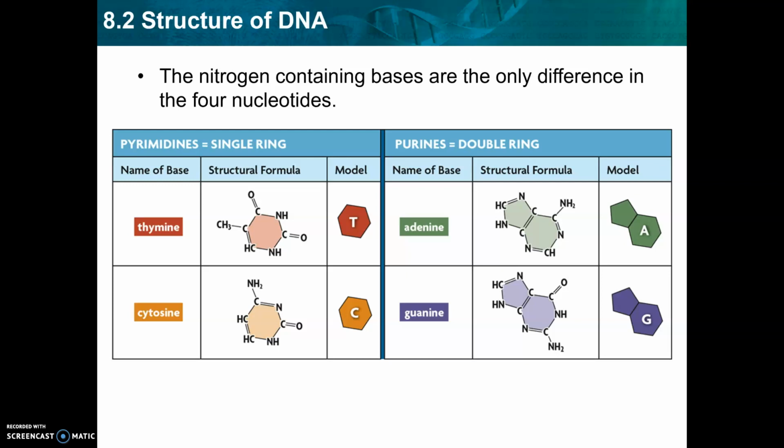We use the first letter in each of their names to abbreviate each of these bases. Therefore, T stands for thymine, C stands for cytosine, A stands for adenine, and G stands for guanine.